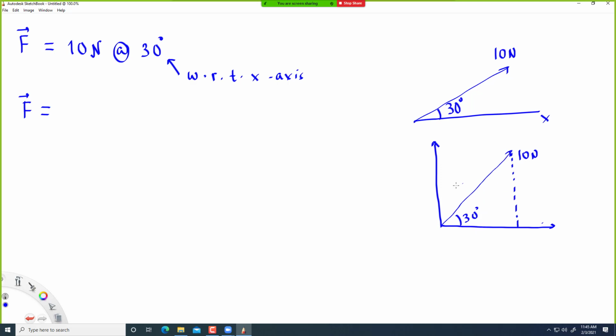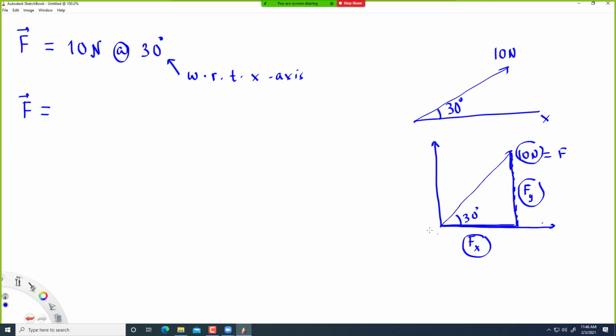It'll have an x component. Let's denote this vector by f. Its x component is down here, so this part is the x part, denoted by f sub x, and it will also have a y component. This part is the y component. So this vector is again a combination of x component and y component, and we need to resolve or break this vector into these two components.